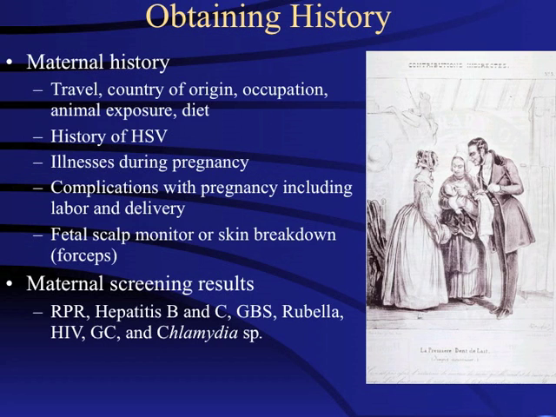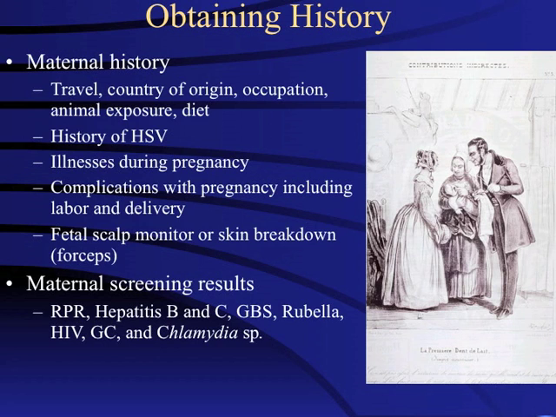In the US, moms who go for prenatal care are screened for syphilis, hepatitis B and C, GBS, rubella, HIV, gonorrhea, and chlamydia. So hopefully you'll have all those results available to you. Again, that's if they have been to prenatal care.